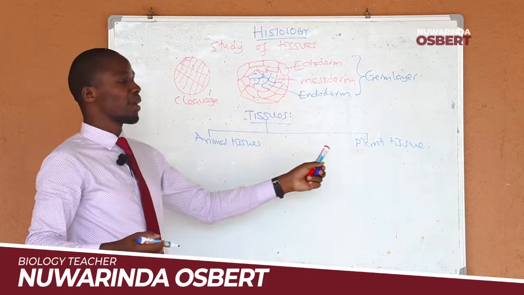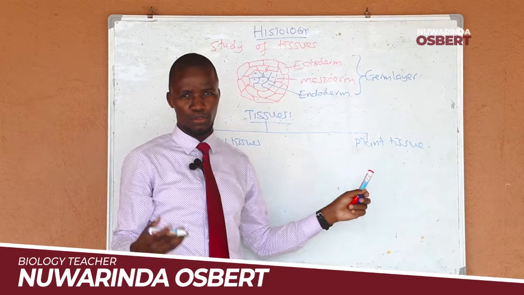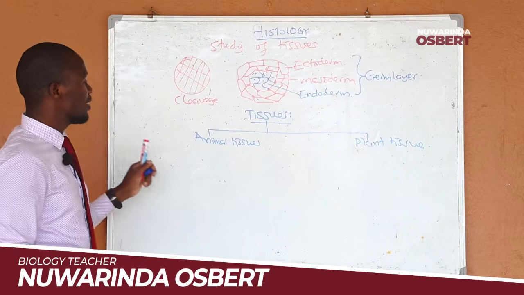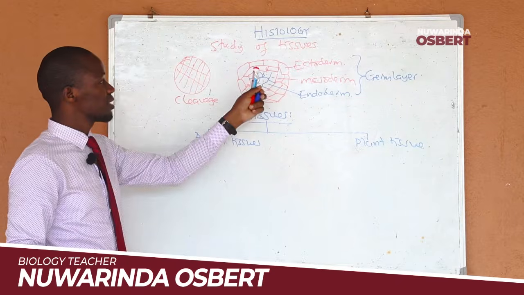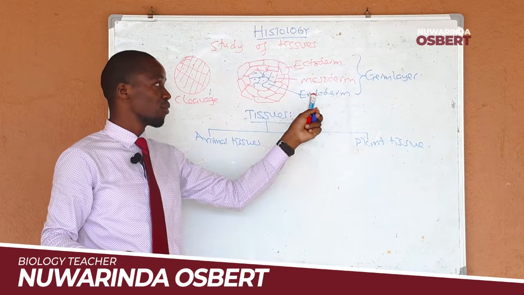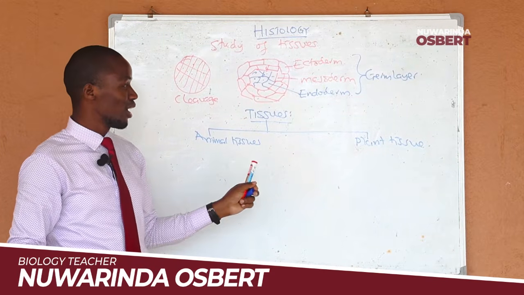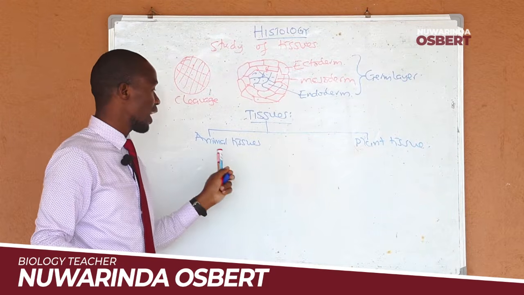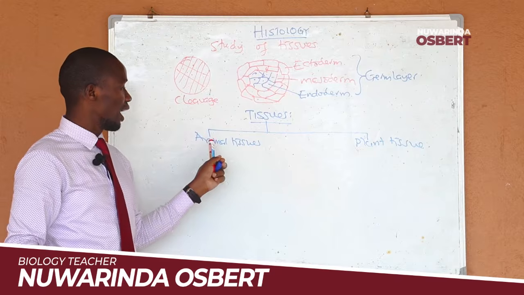Now, the plant tissues, we are going to discuss them in other episodes. For this episode, I want to expound more on the animal tissues. Animal tissues, of course, these 3 I've already mentioned here during embryonic development are for animals. Of course, we may not have them when it comes to plants. So these ones I've talked about are majorly for animal tissues.